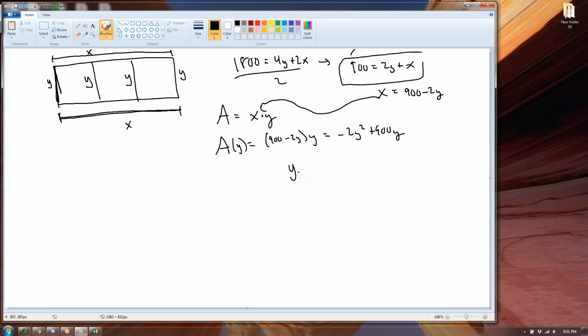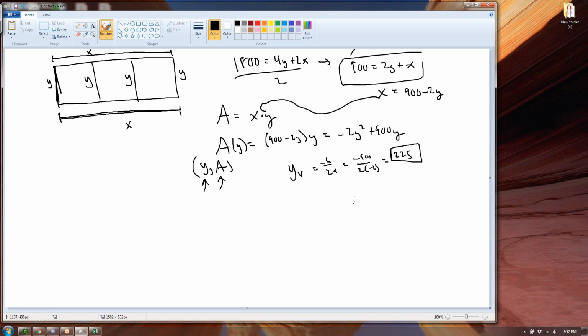You could say the y coordinate of the vertex, because this is y comma A. This is your input, that's your output. This is still negative b over 2a. So it's still negative 900 over 2 times negative 2. Doing that gives you 450 over 2, which is 225, I believe? Yeah. So that's your y value.